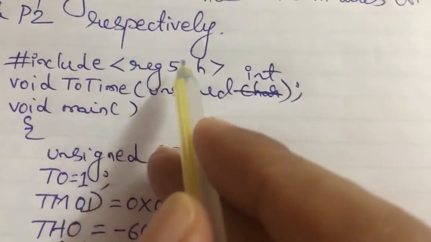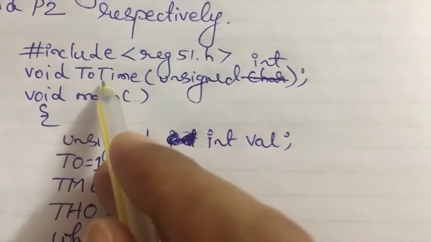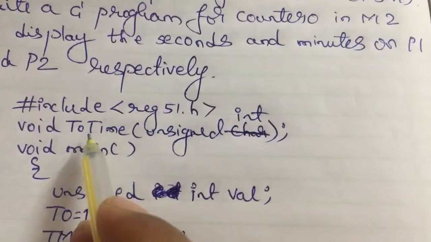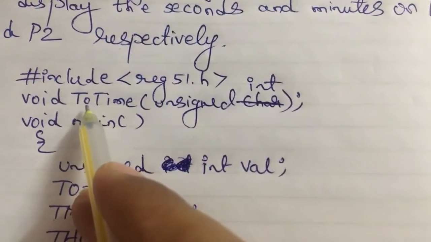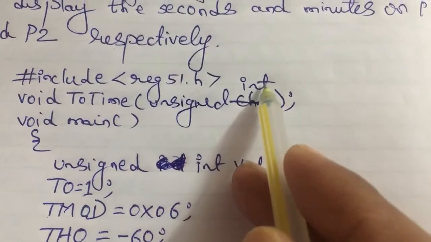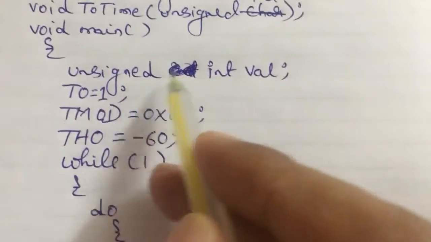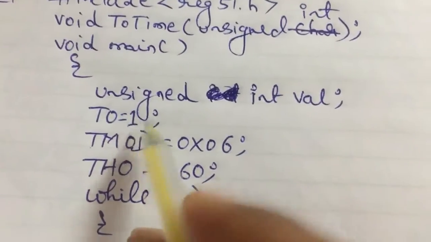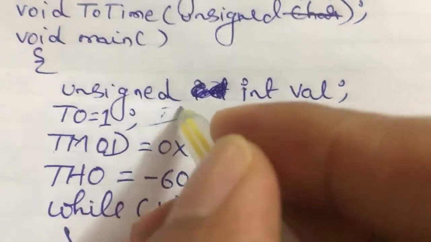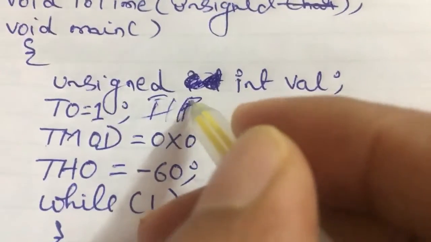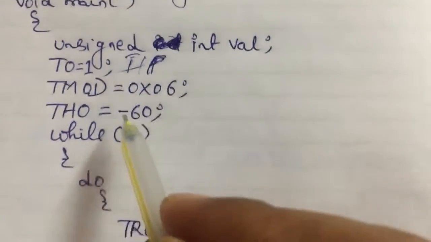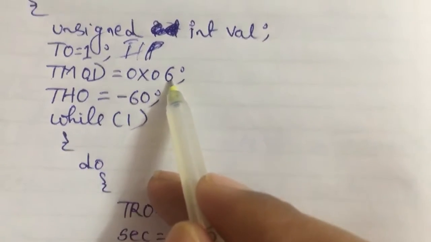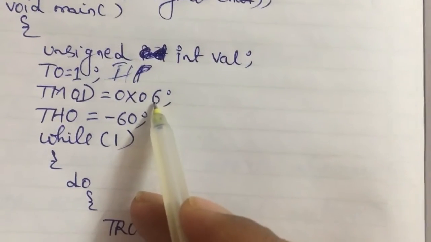So #include <reg51.h>, void T0time, because we are using timer 0 instance, counter 0 you can call it. Unsigned int or char you can use. In void main, unsigned int val, that is the variable name. So T0 is equal to 1, make this an input. Then calculate the value of TMOD, which is equal to 0x06.